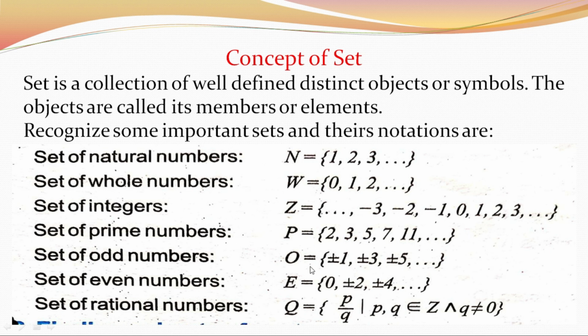Set of odd numbers: odd numbers are those which cannot be divided by 2. Set of even numbers: even numbers are divisible by 2. Set of rational numbers: p over q such that p, q belong to Z and q is not equal to 0. This is the set of rational numbers.